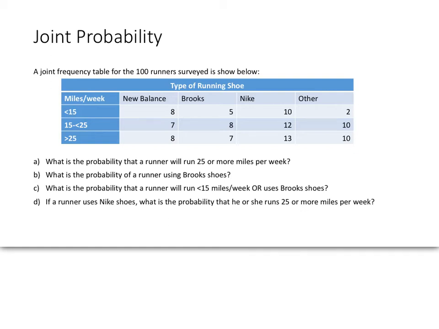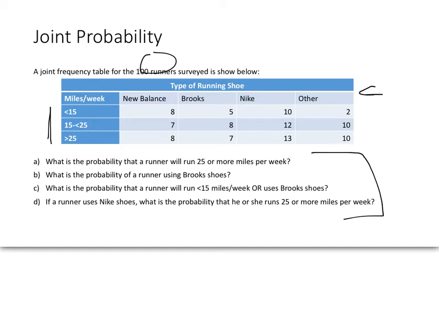Okay, here we have a joint probability question. We've got a joint frequency table for 100 runners who are surveyed. We have the type of shoe and their mileage per week, and then some questions about those things, about the probability that a runner will run 25 or more miles a week, and so on down in this section. But first things first, we need to get our marginal totals here.